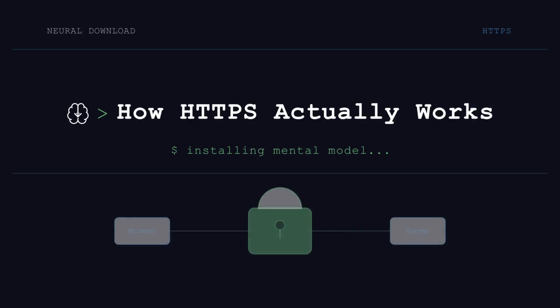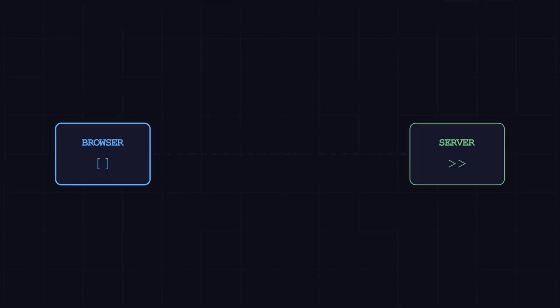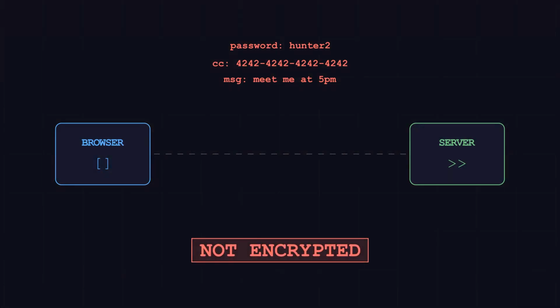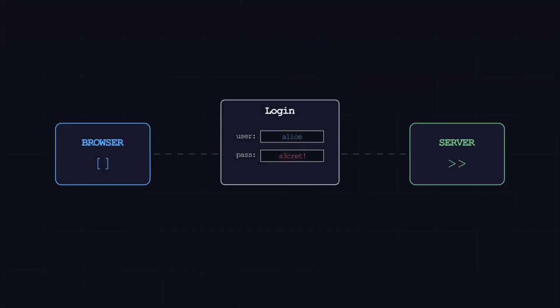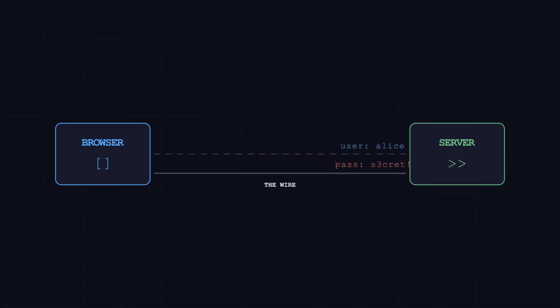Installing mental model for HTTPS. Right now, your browser is sending data across the internet. Passwords, credit card numbers, private messages, and by default, the internet doesn't encrypt any of it. HTTP, the protocol that powers the web, sends everything in plain text. Your login form, the username and password fly across the wire as readable characters.